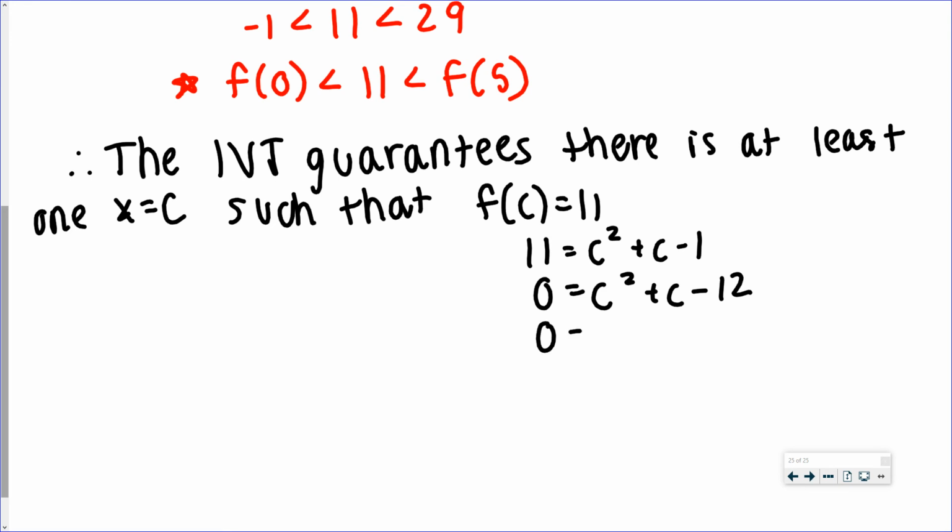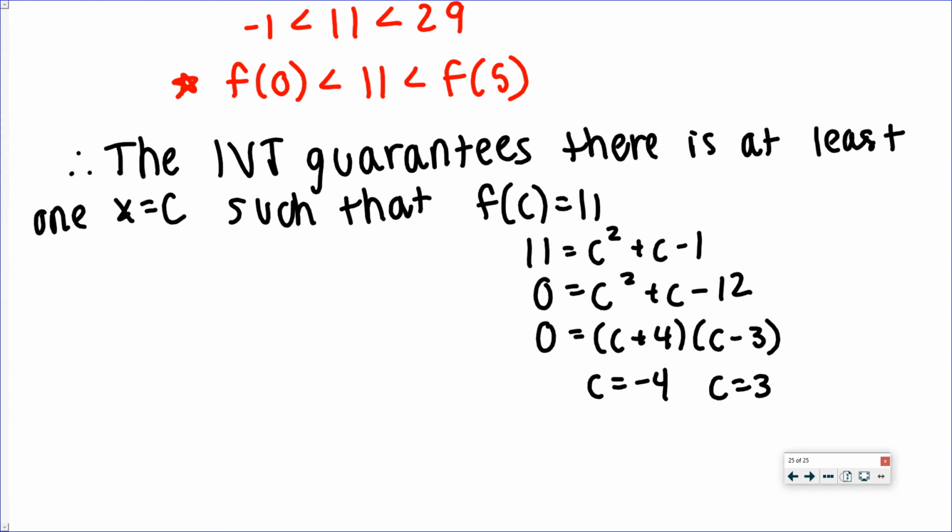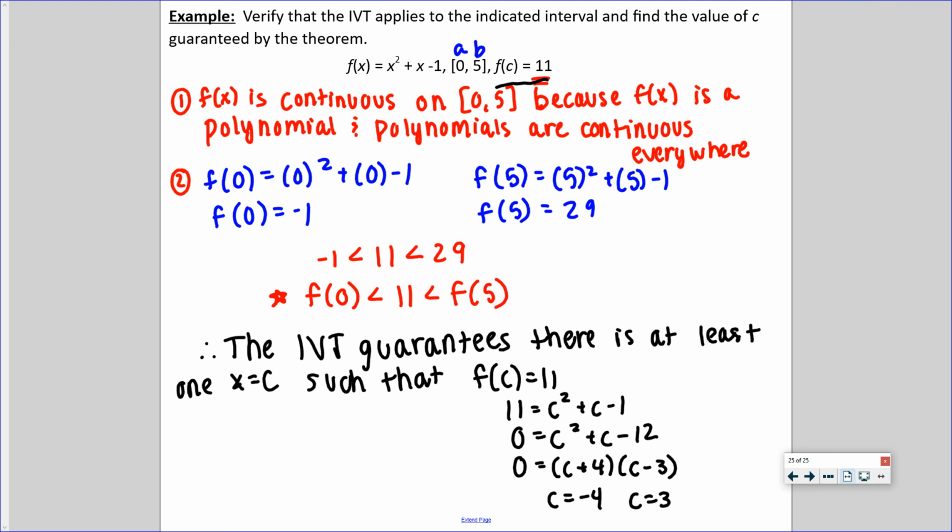Okay. We factor in c plus 4, c minus 3. So we get c values of -4 and 3. Now, which one of these c values is in between 0 and 5? It's technically on my interval. 3, right? So we don't want to list the other one. It's technically not on my interval here. It would just be 3.